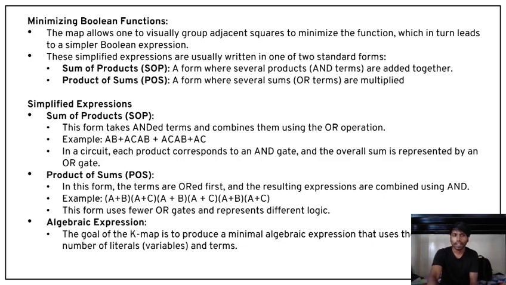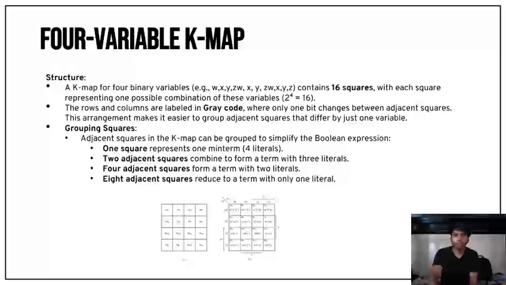Next, another slide. Now it's about the four variable K-map. Structure: a K-map of four binary variables, for example w, x, y, z, contains 16 squares with each square representing one possible combination of these variables. 2 power 4 equals 16. The rows and columns are labeled in Gray code, where only one bit changes between adjacent squares. This arrangement makes it easier to group adjacent squares that differ by just one variable.